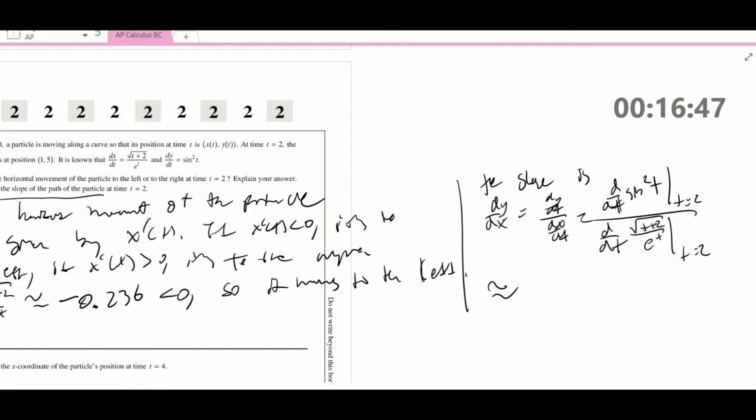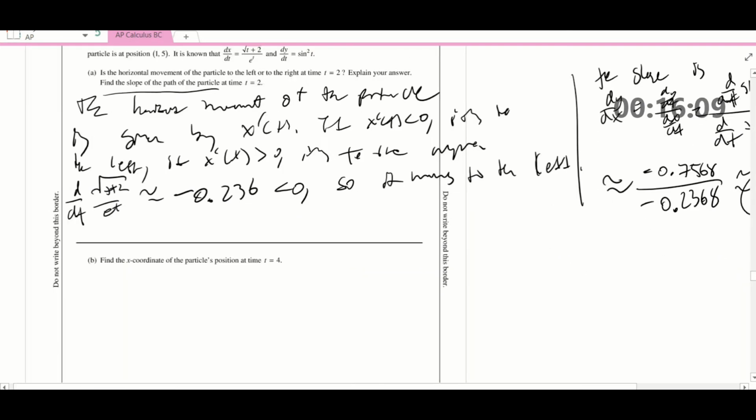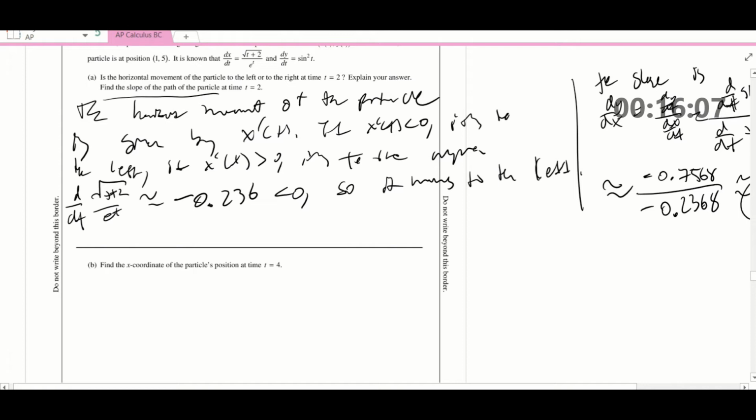The derivative of sine x squared when x equals 2 is negative 0.7568, divided by the derivative of the square root of x plus 2 over e to the power of x when x equals 2. We already calculated this, but let's just do it again for fun. So we take negative 0.7568 divided by the bottom, and this is approximately equal to 3.195. Be sure to circle your answers.